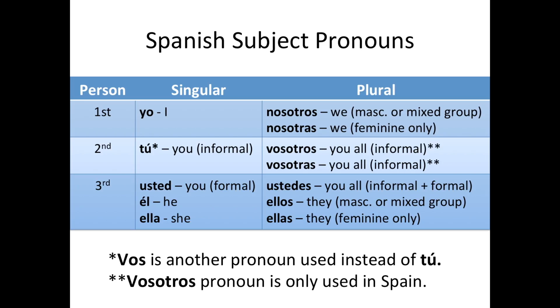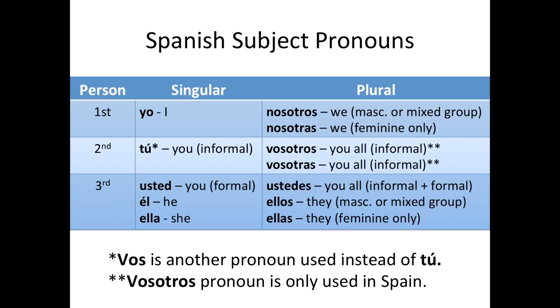Let's get started. So today we only have one slide, so let's see how this chart is set up. The first column distinguishes person, whether it's first, second, or third person. The second column is for the singular pronouns, and the third column is for the plural pronouns. So let's get started looking at first person singular, which is I.